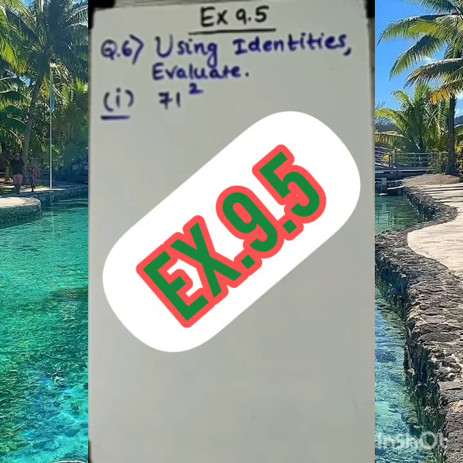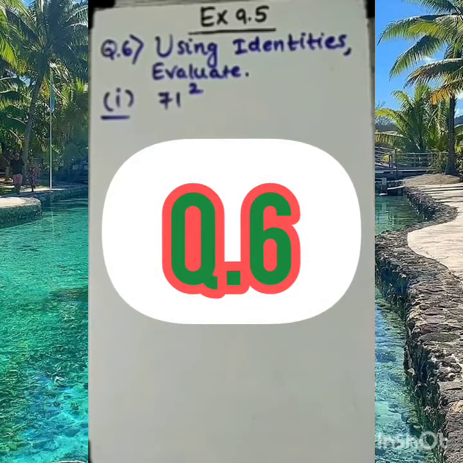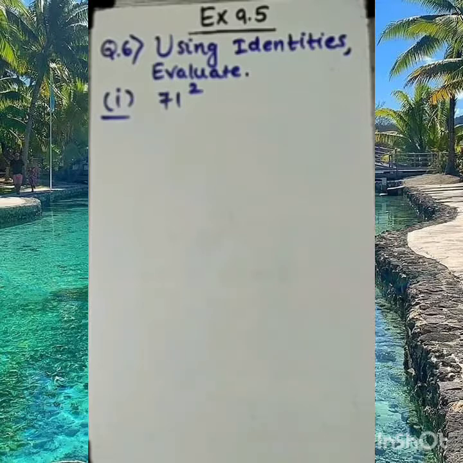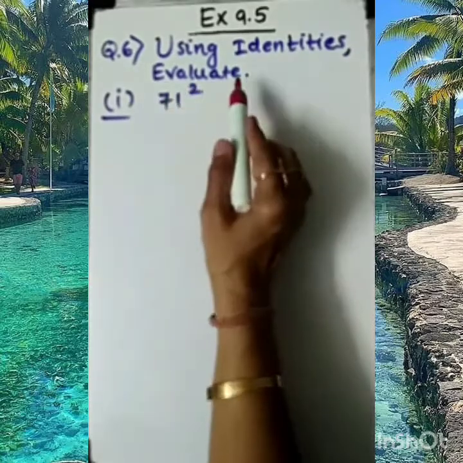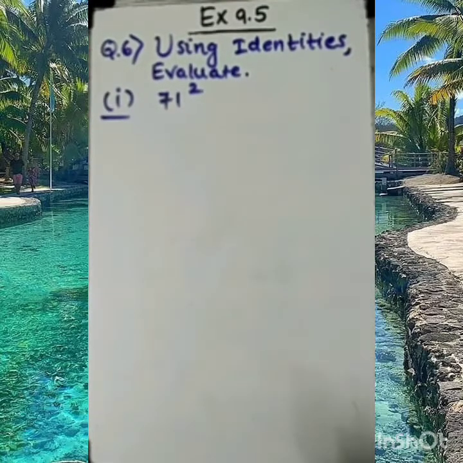Okay, my dear students, exercise 9.5. Question number 6 says: using identities, evaluate. Dear students, sometimes in the examination the word 'using identity' is missing and only 'evaluate' is given. Even then, please don't forget to apply the identity. Because if I ask you 71 square under the heading evaluate only, you will do it like this.